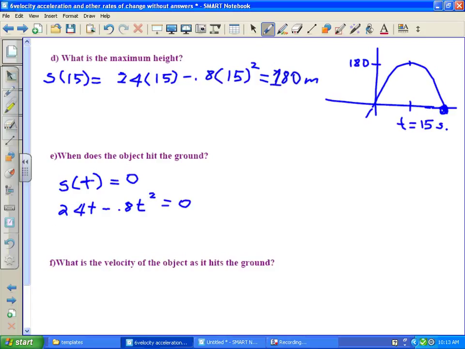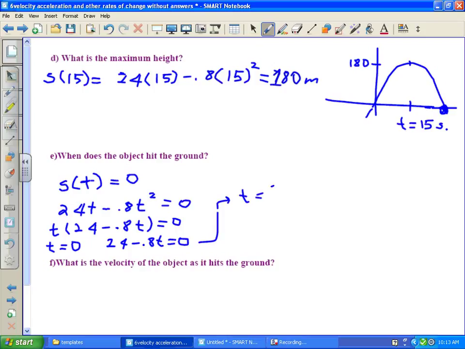Just take out a t, exactly. So now we have t times (24 minus 0.8t) equals 0. So either t is equal to 0, which we knew, since at that moment the distance was 0, or the other quantity, 24 minus 0.8t, is 0. And in that case, t is going to be 24 divided by 0.8. And that we expect to be 30. And indeed it is. So it hits the ground in 30 seconds.